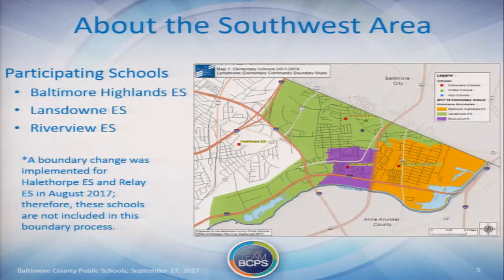As we discussed at the last meeting, Halethorpe and Relay are not included because they recently participated in the Southwest Boundary Change Study, and students adjacent to these boundaries were changed at that time, and we try to avoid changing students multiple times.